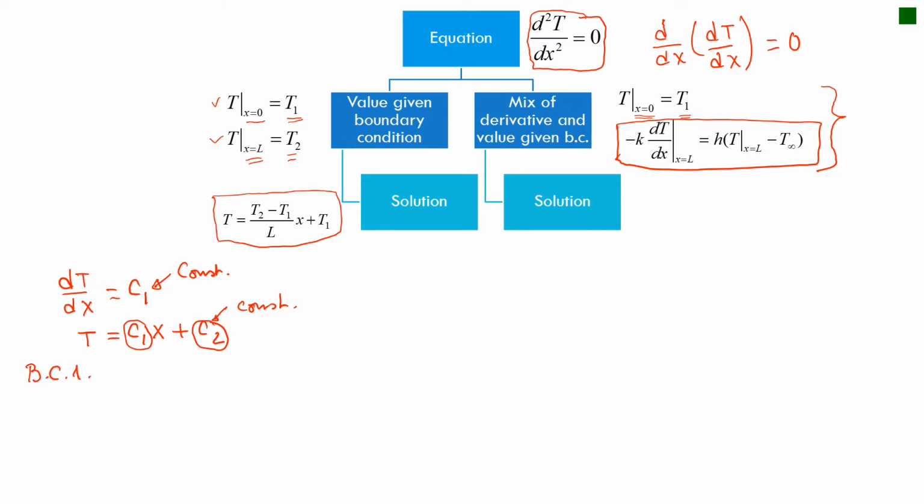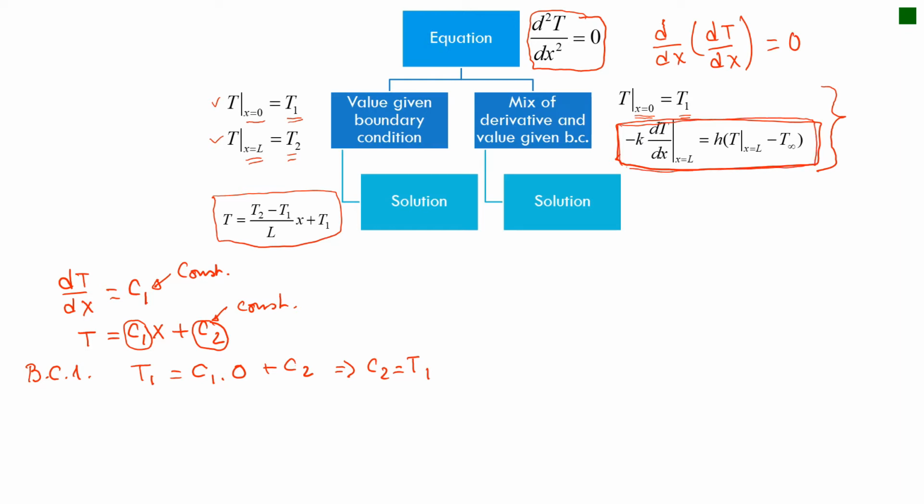So by using the first one, BC1, we get T1 is equal to C1 times x equal to 0 plus C2, which gives me C2 equal to T1. So C2 is known now. Now let's use the other boundary condition.